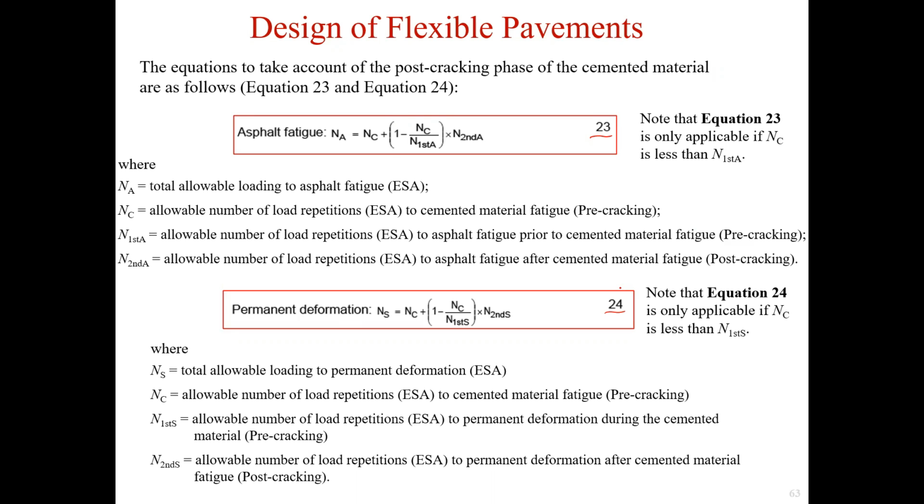The equation for permanent deformation is shown in the formula below. NS is the total allowable loading for permanent deformation in ESA. N1 S is the allowable loading for permanent deformation for cemented material during pre-cracking, and N2 S is the allowable loading for permanent deformation after cemented material fatigue or during the post-cracking phase. Also, this equation only applies when NS is less than N1 S.